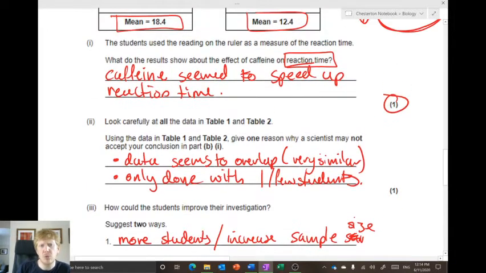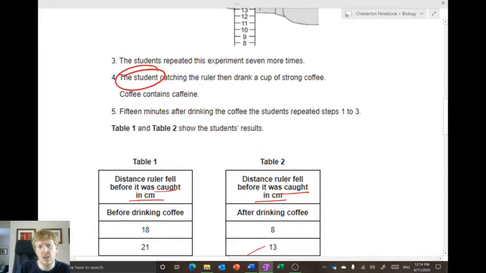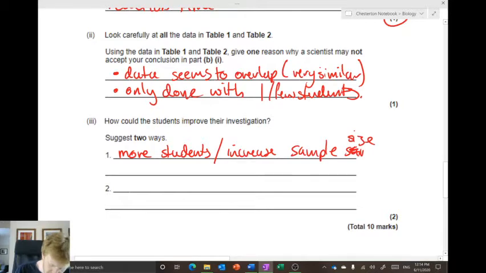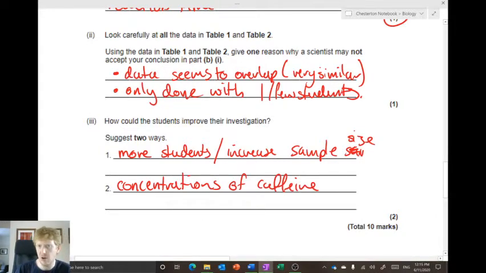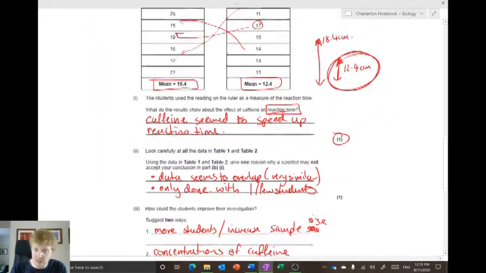Suggestion number 2. What did they drink? The student drank a cup of strong coffee. So we could actually measure out concentration. We could give specific concentrations of caffeine instead of just a cup of strong coffee, where one cup might be stronger than another. Or we could control the volume of caffeine that they ingest as well. A concentration and a volume, right? So I'd say probably they're the big two. More students, and make sure you have the same concentration of coffee scientifically as well, so you don't get different amounts of caffeine in each coffee. And that's the key question, guys.